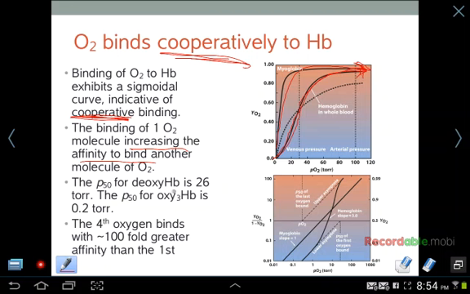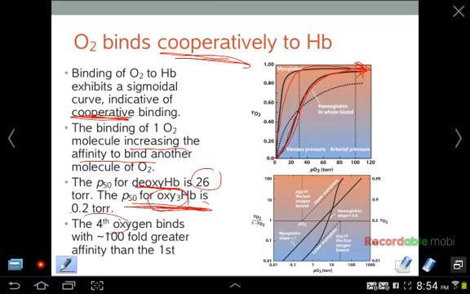The P50 for deoxyhemoglobin is 26 torr, while the P50 for oxy3, so you've got 3 oxygens on the hemoglobin, is 0.2 torr. So we can see that the 4th oxygen binds with 100-fold greater affinity than the first oxygen. And we were able to determine this using a Hill plot. And you can look over the math of that. But basically what a Hill plot does is it manipulates the data so that if there's no cooperativity, we see a straight line, as we do in myoglobin.